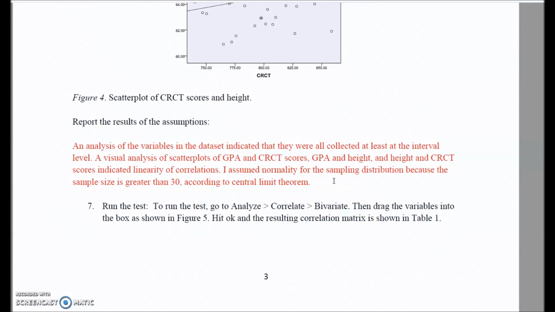So that is all you need to do for the assumptions. So now that we have that, let us do the correlation analysis using Pearson's R and correlate the bivariate. So we are going to correlate and select all the three variables.